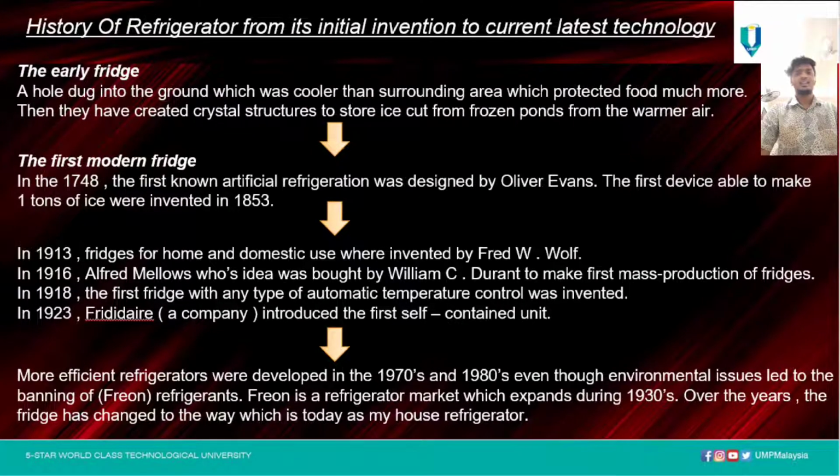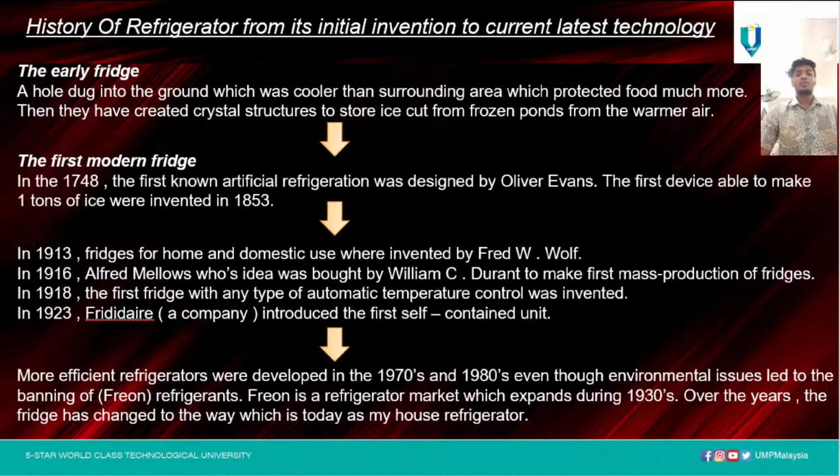In a nutshell, let's see the history of the refrigerator from its initial invention to current technology. First, a hole was dug into the ground, which was cooler than the surrounding area and protected food much better. And then they created structures to store ice cut from frozen ponds, which was stated as the early fridge, followed by the first modern fridge.